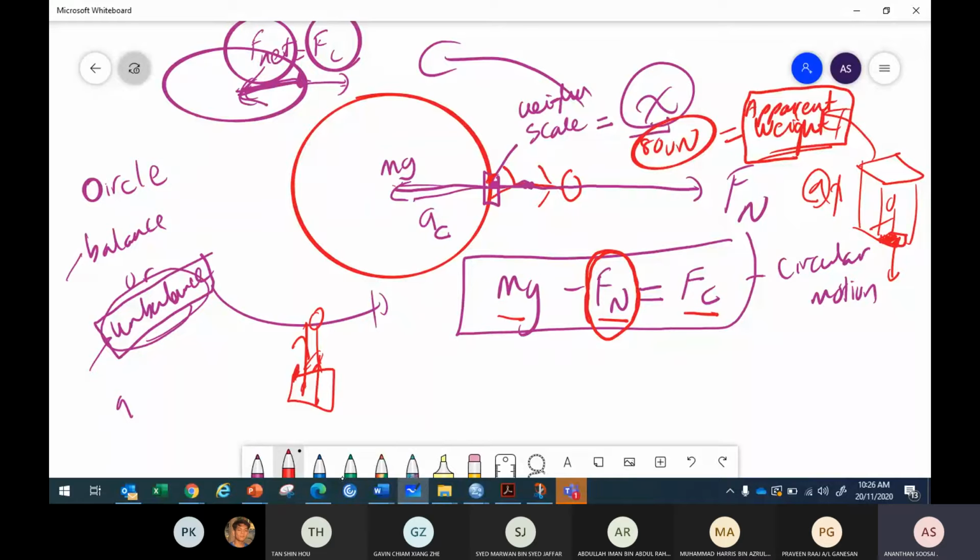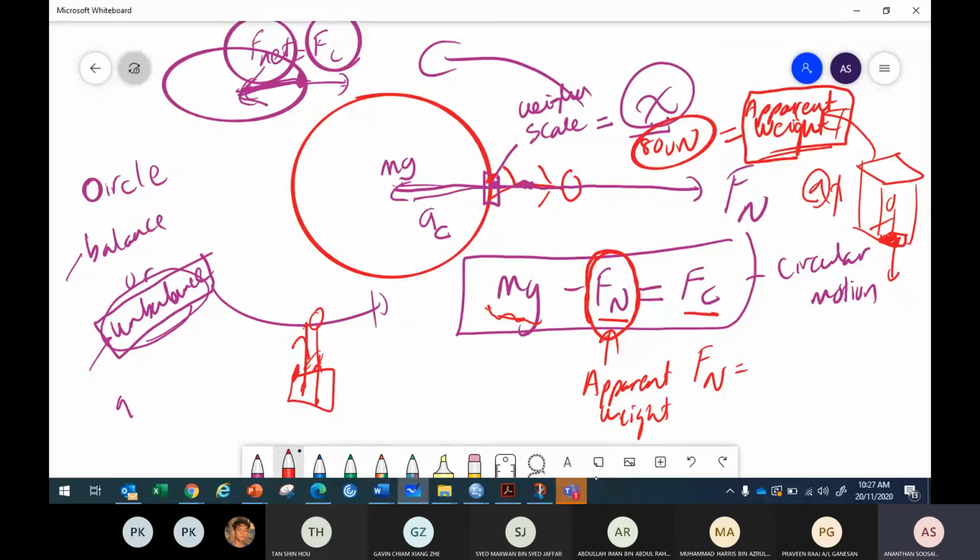This is called your apparent weight. Now this Mg, this is your real weight. Now make Fn the subject. Fn equals to, make it the subject.